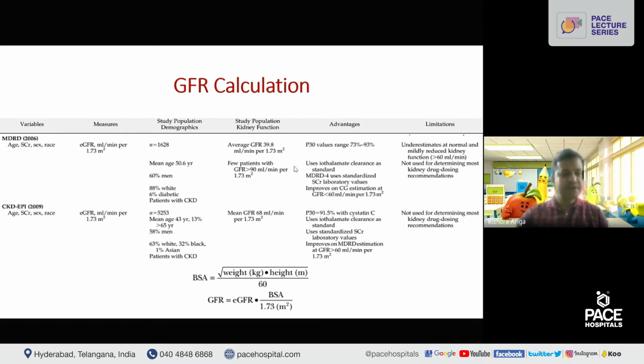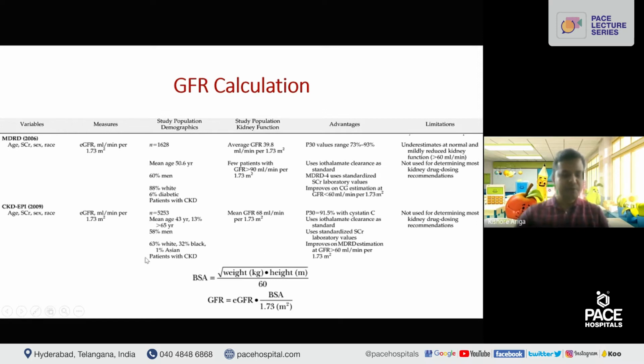The other formulas are MDRD and CKD-EPI, which was developed in 2009. CKD-EPI is now the recommended GFR formula, which is advocated by KDIGO to be used in all patients for CKD. But it is not used for determining most kidney drug dosing recommendations.